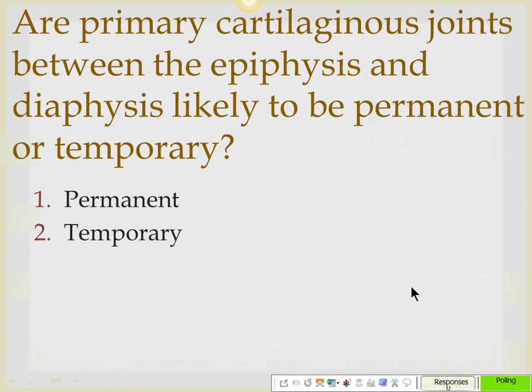And let's answer this question. Do you think this joint between the epiphysis and the diaphysis is going to be permanent or temporary? In other words, is the joint going to remain throughout life or is it going to disappear at some time? That's what I mean by permanent or temporary.